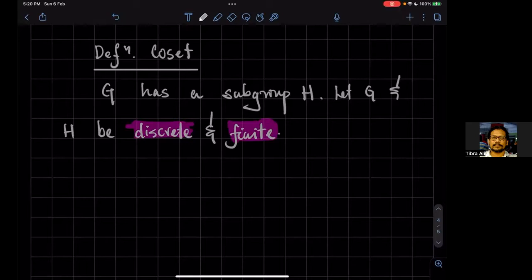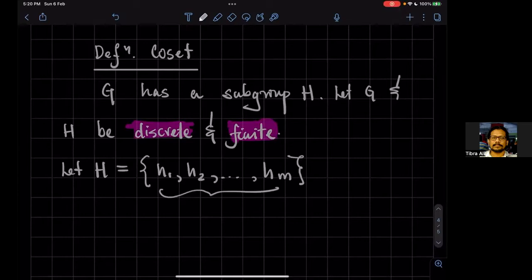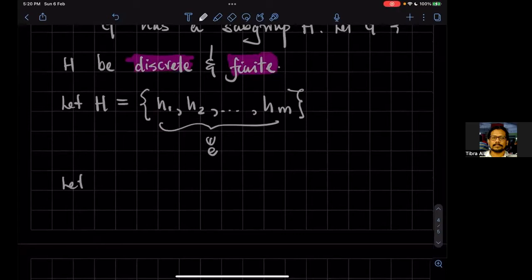Okay, so now say H is a subgroup, right? So it'll have some elements like H1, H2, ... Hm. So the order of H is M. And E is contained in this set, because if E was not contained, then H would not be a subgroup, right? Now let small g be some element in big G.